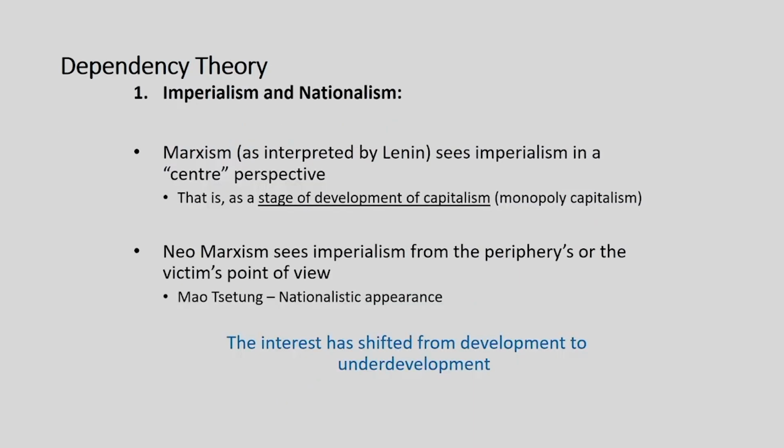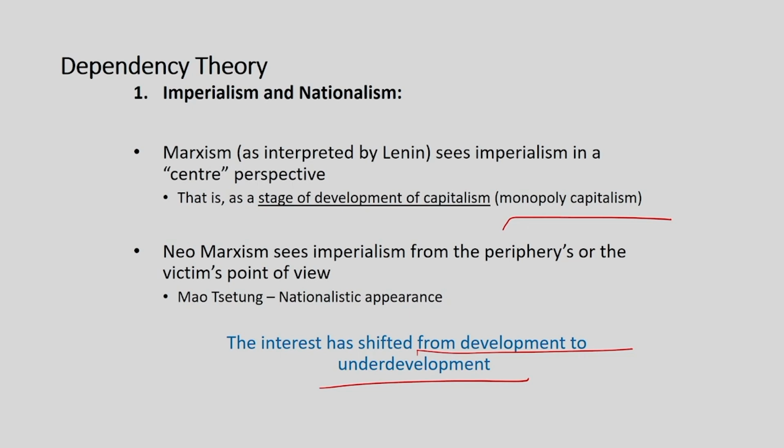Marxism, as interpreted by Lenin, sees imperialism from a center perspective, that is, as a stage in the development of capitalism, that is monopoly capitalism. That is why Lenin said imperialism is the highest stage of capitalism. Neo-Marxism, on the other hand, sees imperialism from the periphery or the victim's point of view, which in turn implies that the interest has shifted from development to underdevelopment. This break with what is for classical Marxism such a typical evolutionary perspective is quite important to the distinction between Marxism and Neo-Marxism.